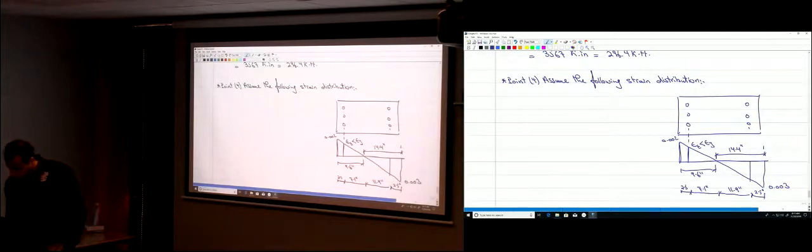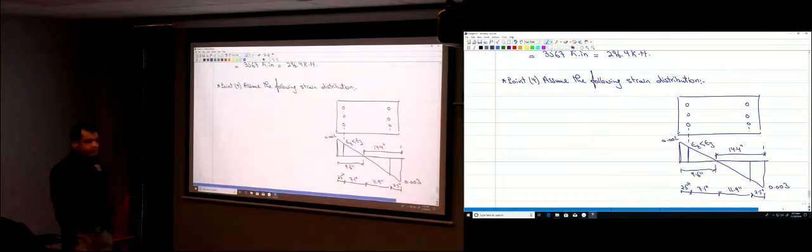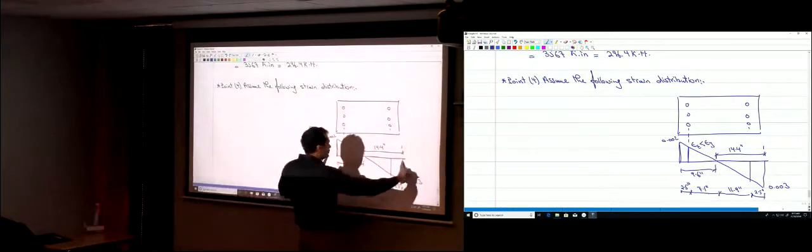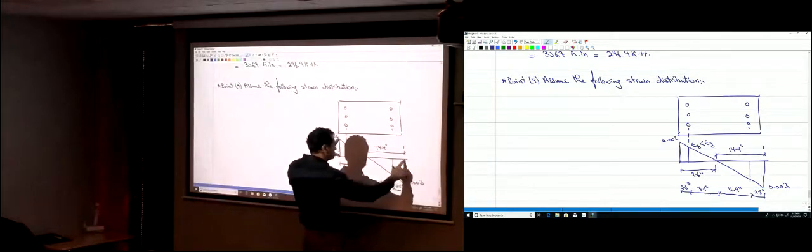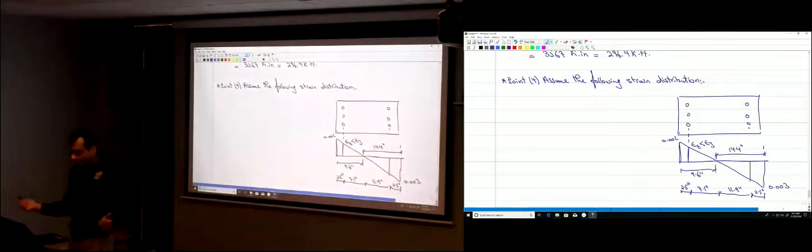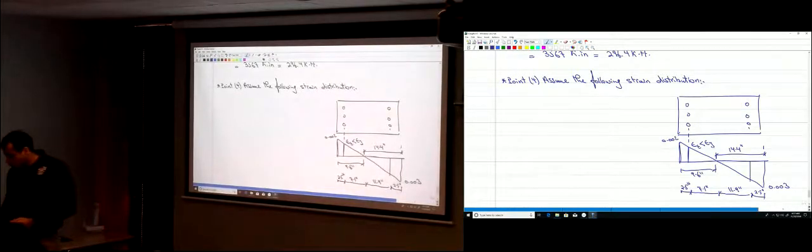How did I find those distances? Just knowing that the strain here is 0.003 and this is 0.002, and this is 24 inches, from the similarity you can find the distances, okay? Now you would need to know how much is epsilon t and how much is epsilon t prime, okay?